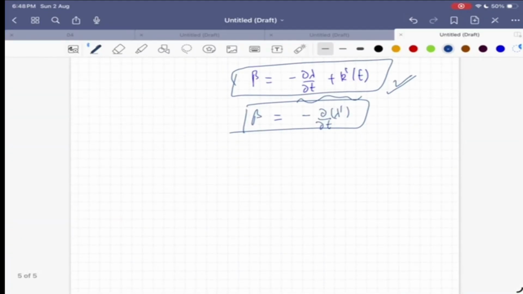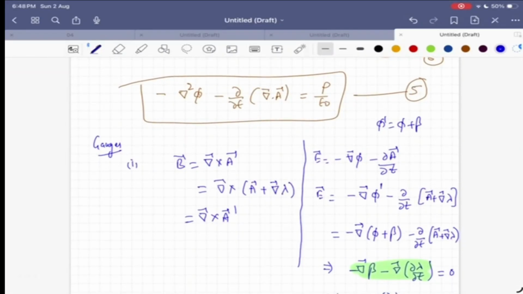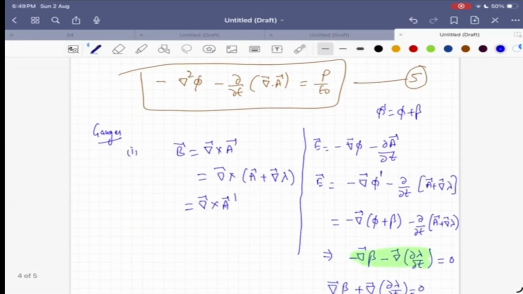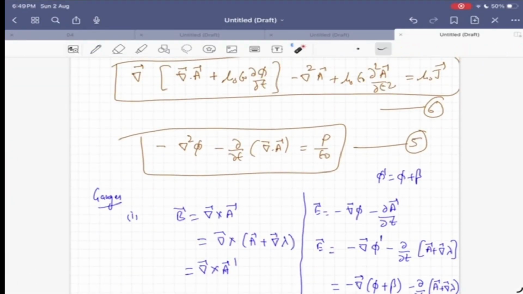So we use two different gauges which are very popular. First, the Coulomb gauge, which is primarily used in electrostatics, which is del dot A equal to 0. We can choose such an A prime so that the divergence of A is 0, because I told you that the choice of A is not unique. We can always have A prime as A plus some grad lambda. So if we have chosen such an A for which del dot A is 0, then if we look carefully, equation 5 gets converted into a very simple looking equation.